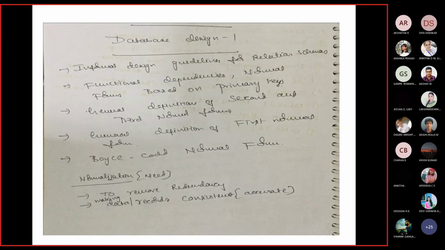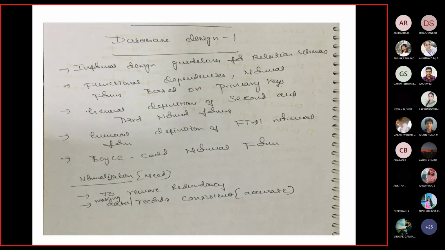Then we can say that it is 2NF. Like that, when we keep on going to the higher normal forms, it should always obey the rules of what exactly? The basic normal form here. Then after that, we'll concentrate on the general definitions of the second normal form, first normal form, and Boyce-Codd normal form. All these topics we will be concentrating on.